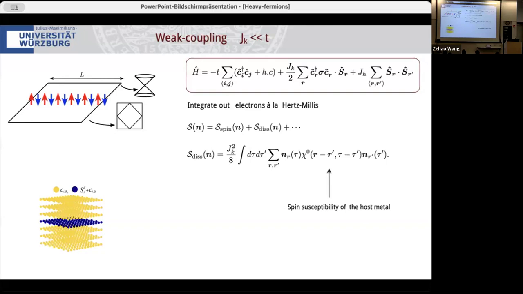If we integrate out the fermions, we get an action, which is first the action of the spin 1/2 chain, and something which we will call a dissipation term, right? The way I did it here, basically, is to put in a spin coherent state. So this is basically a vector, which corresponds to a spin that can talk over space and over time via this spin susceptibility of the host metal, and this is perturbative in second order in JK.